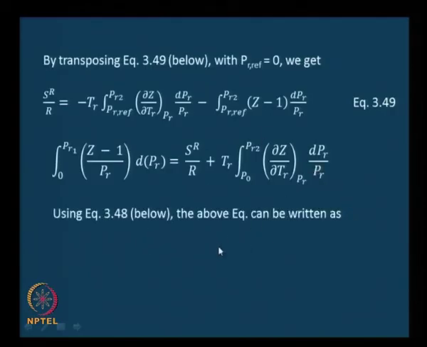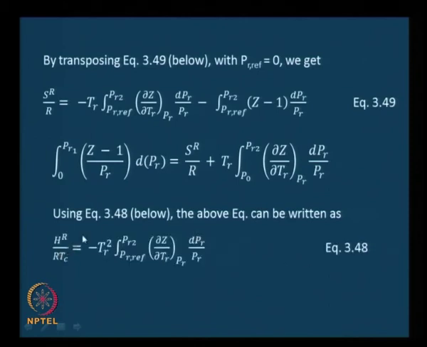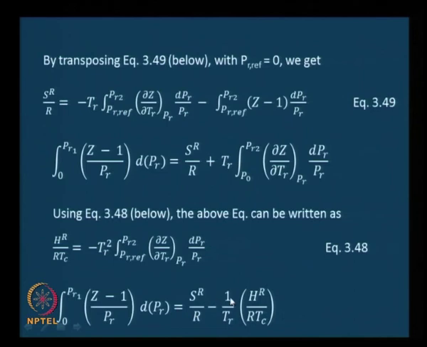To get at this, let us look at 348, which has again been given here for convenience. If you recall 348, you can go back and take a look at that. That will be HR by RTC equals minus TR squared integral from PR reference to PR2 of dou Z dou TR at constant PR into 1 by PR dPR. Therefore, this integral here can be written as minus, take a look at this here, this is TR squared, here you have a TR, and therefore minus 1 by TR into HR by RTC becomes this integral that we are looking for. And therefore the fugacity coefficient estimation, integral of 0 to PR1 of (Z minus 1) by PR dPR, becomes SR by R minus 1 by TR HR by RTC.